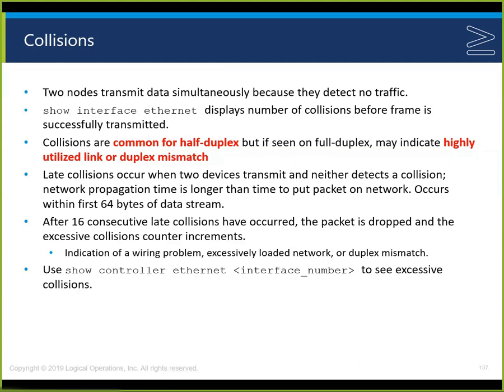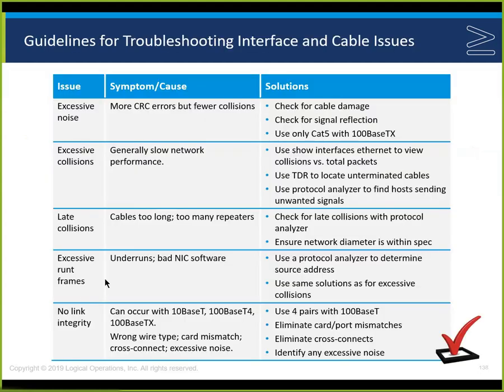Late collision occur. Two devices transmit, neither detects the network propagation. Occurs within the first 64 bytes of the data stream. Most of the errors or collisions are going to occur within the first 64 bytes. 16 consecutive late collisions, it's going to give up, drop the packet. It's not going to try to resend it anymore. The random back off and then the retry, how many retries do you get here? 16 is going to be the issue with it.